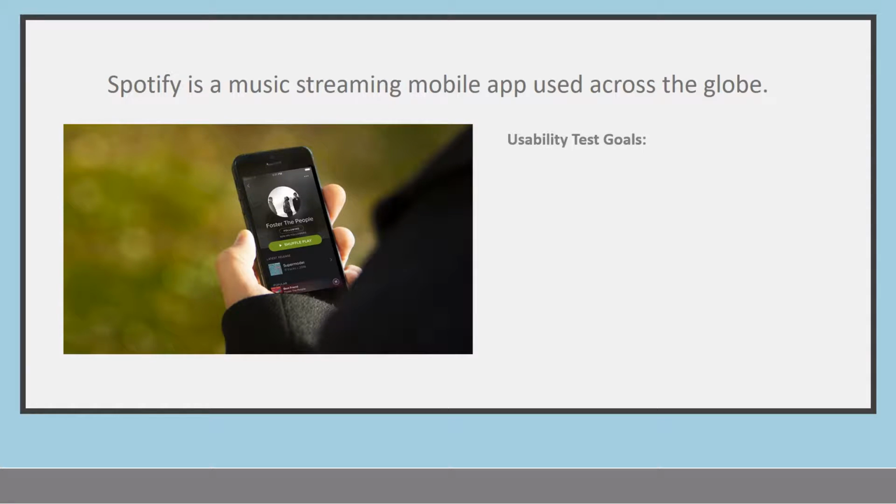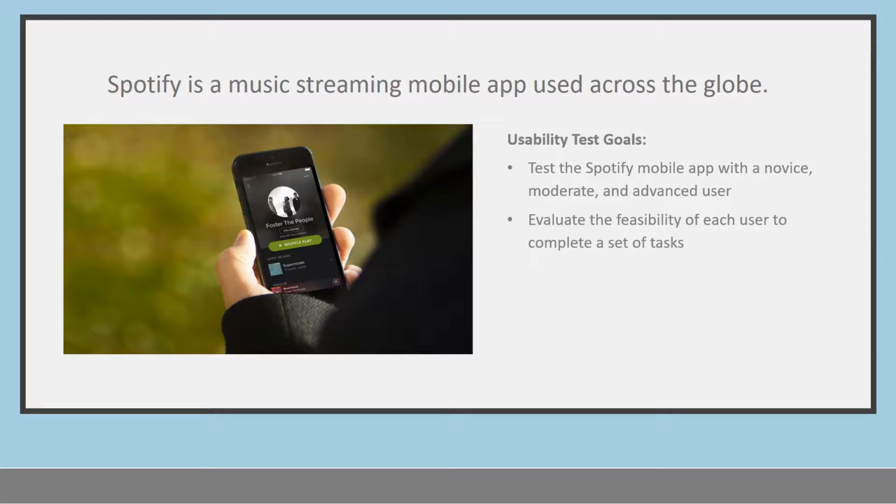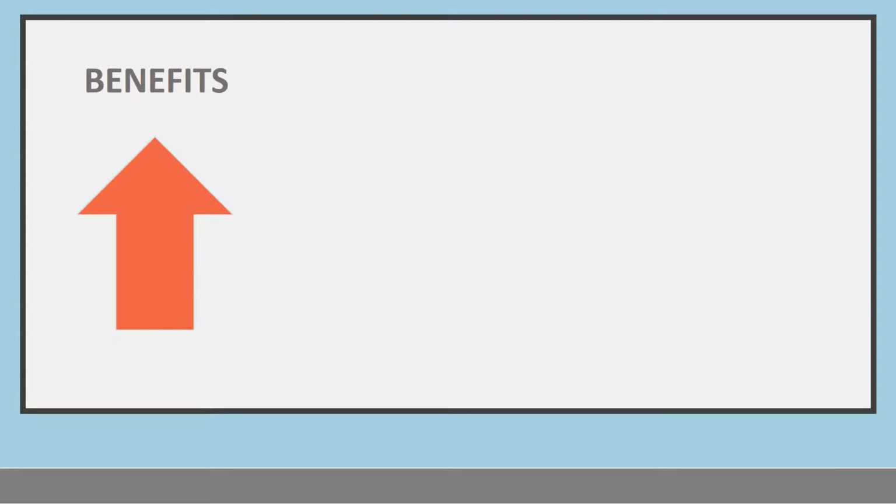The goal of the test is to test the Spotify mobile app with a novice, moderate, and advanced user, evaluate the feasibility of each user to complete a set of tasks, and discover other problems through completing the task set. The results of the test will provide me evidence for recommending redesign ideas. Spotify can benefit from the test results in terms of adoption and retention rate.